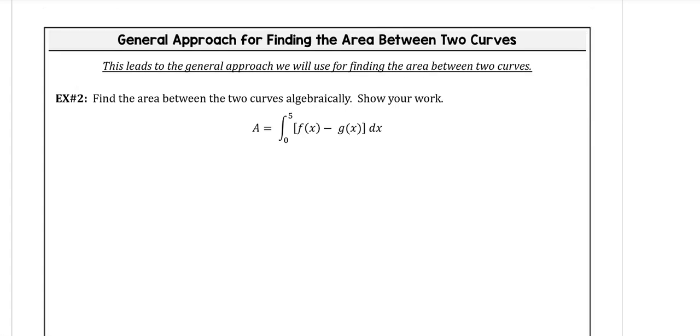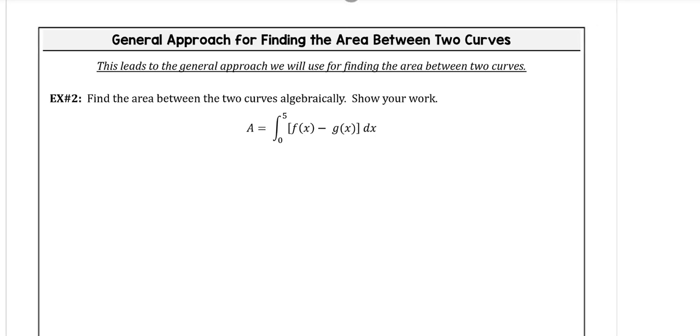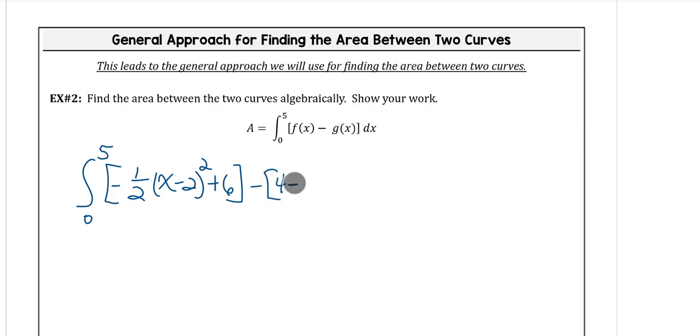So in our case, if we were to start this from scratch, doing this just algebraically, we would have the integral from 0 to 5 of f of x, which is negative 1/2 times (x minus 2) squared plus 6. And from that, we're going to subtract our line, which is 4 minus 1/2 x, and this whole thing is with respect to x. Okay, so the best thing to do is just to simplify everything to make the integral easier.